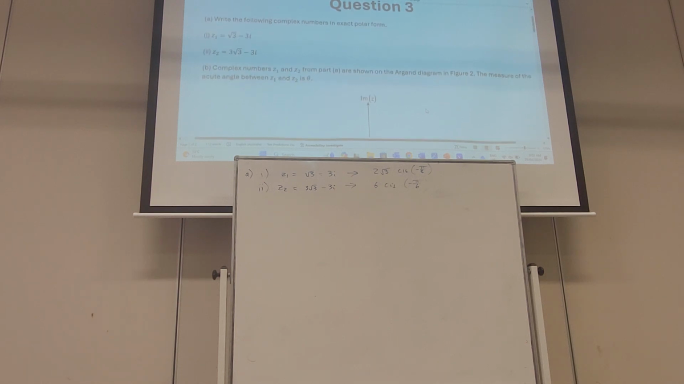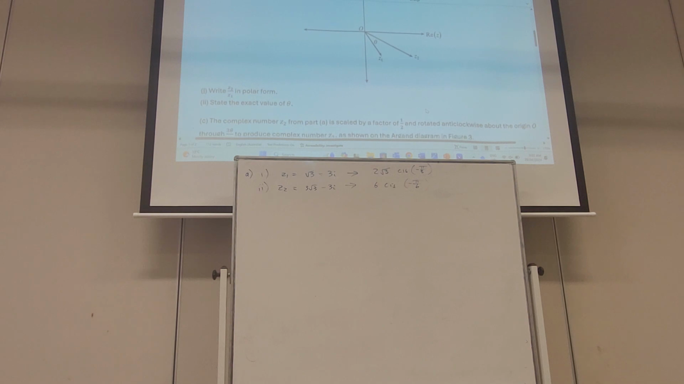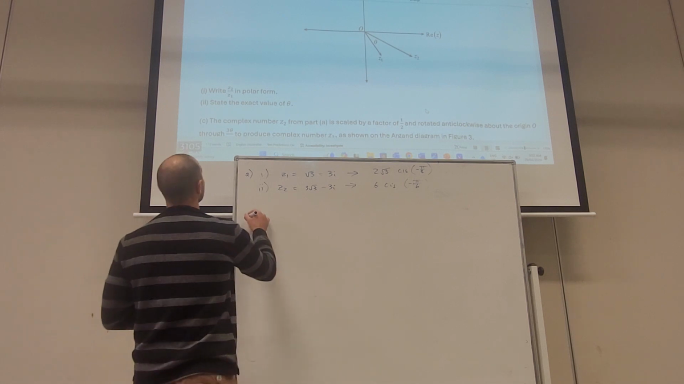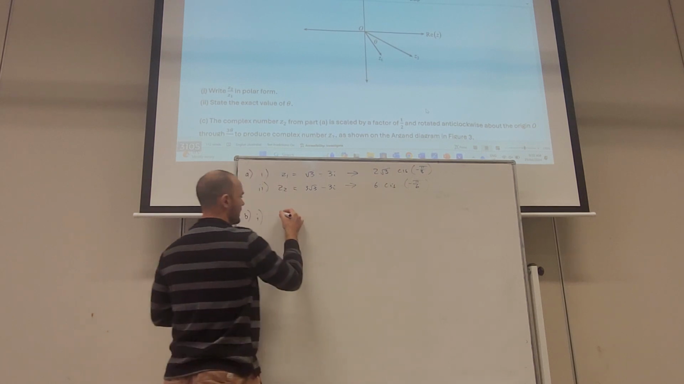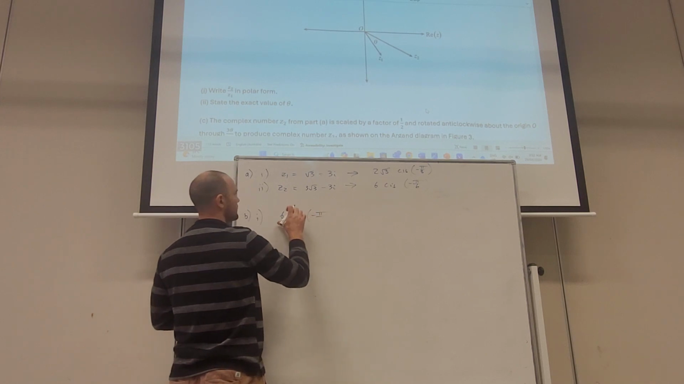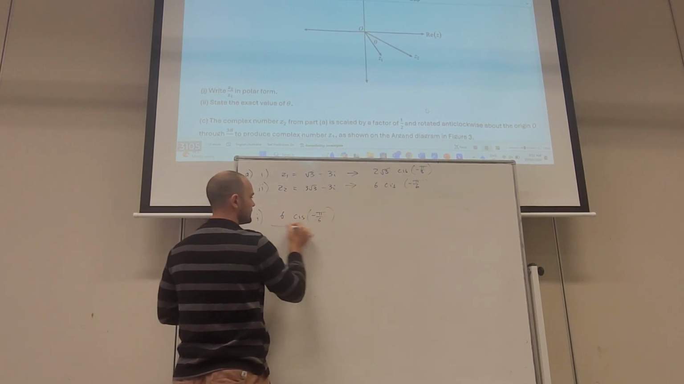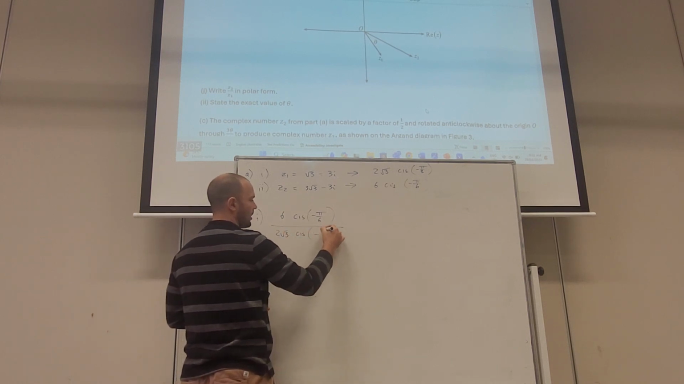Alright, now we've said the complex numbers Z1 and Z2 from part A are shown on the Argand diagram in figure 2 below. The measure of the acute angle between Z1 and Z2 is theta, as illustrated there. Part 1, write Z2 divided by Z1 in polar form. So Z2 divided by Z1, that's going to be 6 cis of minus pi on 6, divided by 2 root 3 cis of minus pi on 3.